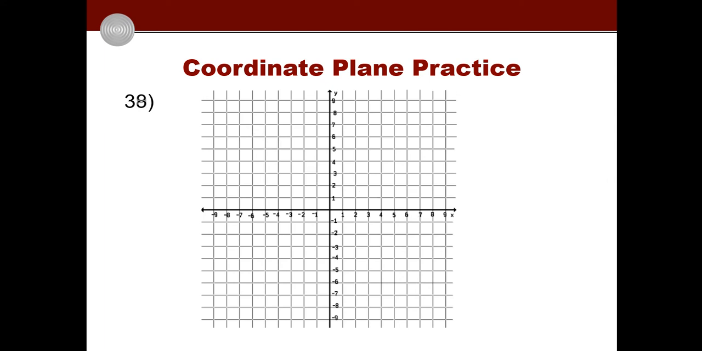Okay, number 39. So 39 has the point 0, 0, and the slope of positive 1/2. So my point 0, 0 is right in the middle. That's at our origin. And then I go up 1, right 2, up 1, right 2. Again, I can keep going for more points. Bare minimum of 3, draw my line, send it past, and put the arrows on the ends.